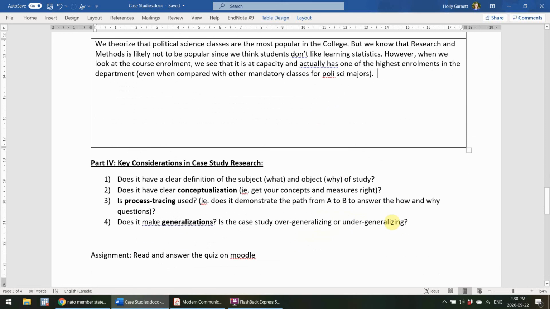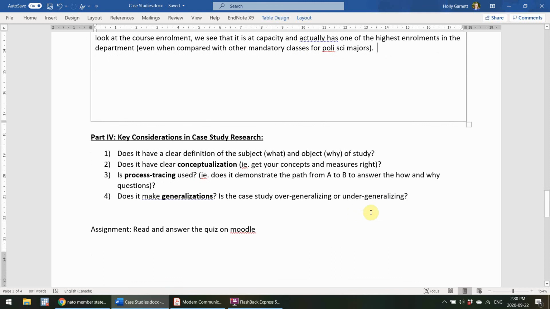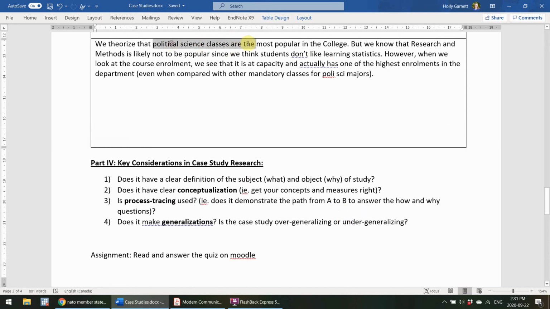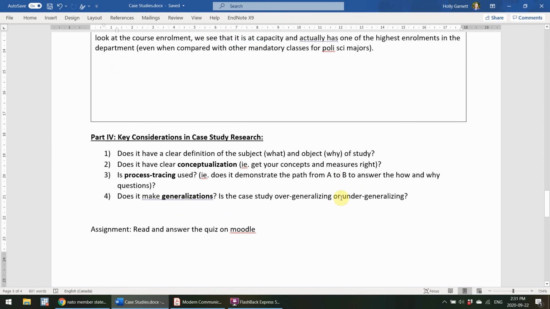All right, so key considerations in case study research to sum up. Things you want to look for: a clear definition of the subject, the what, and the object, the why of the study. So we're not just going in there blind to look at whatever we want. We have a clear boundary of what we want to look at, and we have a clear why. I want to know more about why this referendum failed, for example. Or I want to know more about why poli-sci classes are so popular.